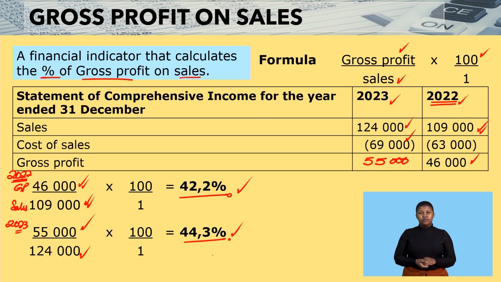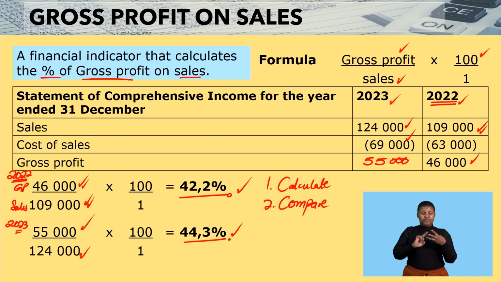So we have calculated. Remember, you must be able, number one, to calculate, the 3 C's. We calculate. That is number 1. That is what we have done here. Number 2, we should also be able now to compare. Then lastly, we bring in the comment. So we have done the calculation. That is number 1. Let us now do the comparison and commenting.